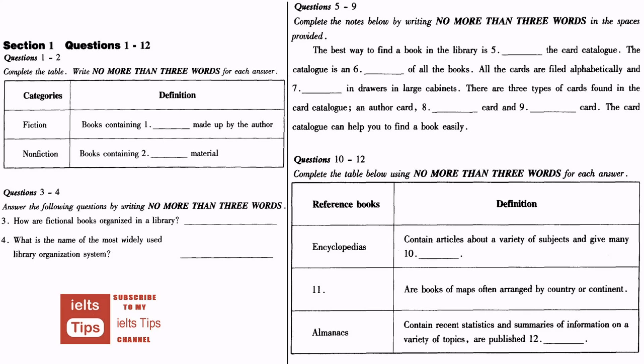The test is in 4 sections. Write all your answers in the listening question booklet. At the end of the test, you will be given 10 minutes to transfer your answers to an answer sheet. Now turn to section 1.